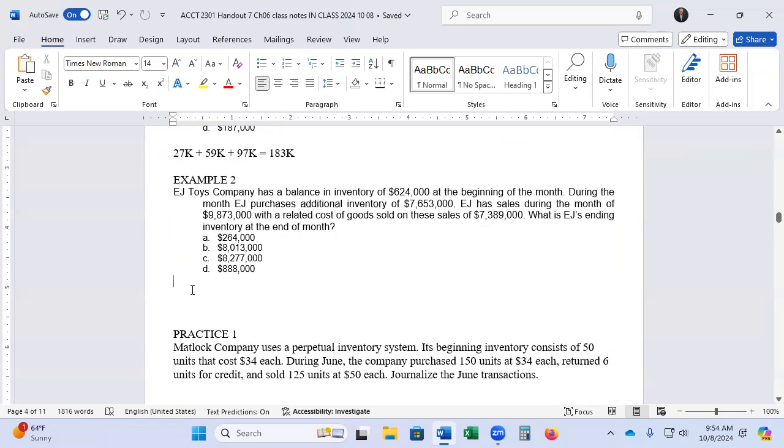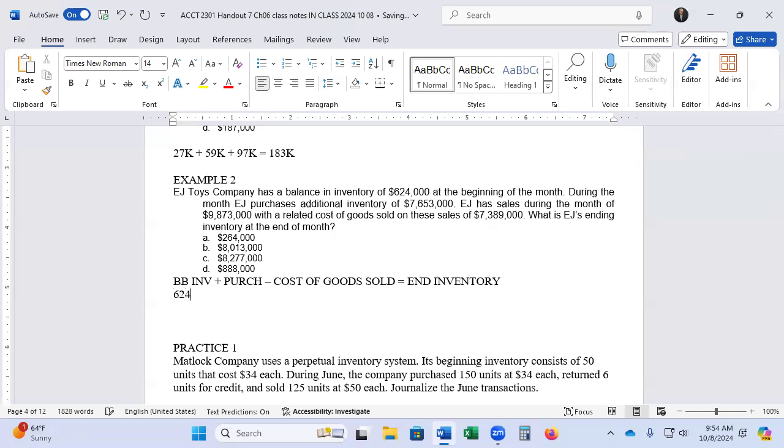I'm just going to put the formula again down here. Beginning balance inventory plus your purchases minus your cost of goods sold equals your ending inventory. So here, 624,000 plus purchases of 7,653,000 minus the cost of goods sold 7,389,000. And that's 888,000. Thank you, Ben. Or D.